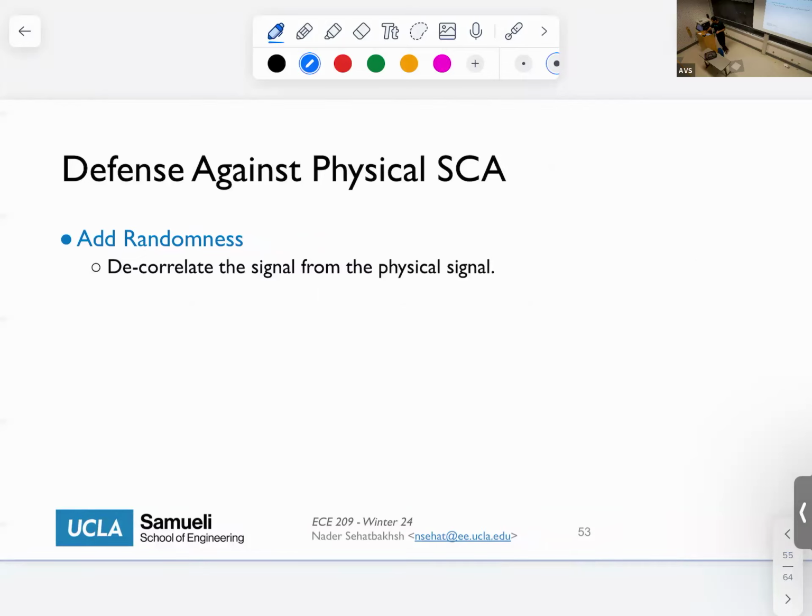The fourth one is adding randomness. In other words, you want to decorrelate the signal from the actual physical activity, or the actual secret that you're processing. If I just do random things whenever I have the signal, then the adversary cannot make that connection. Remember, for DPA, we talked about the fact that whether I'm doing 0 or 1 at some point impacts my signal. If it doesn't, then no matter what I do, there won't be any information to extract. So adding randomness will help with that.